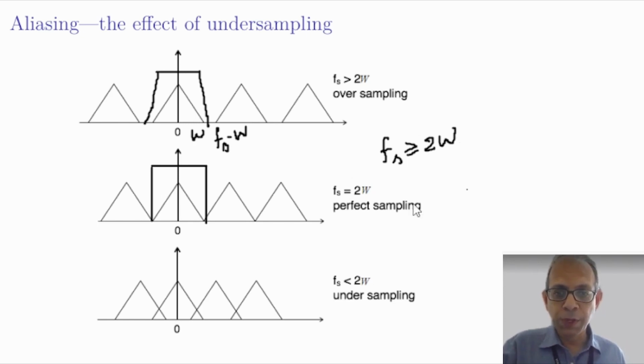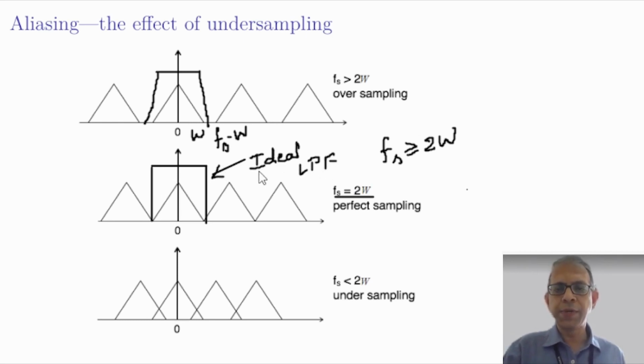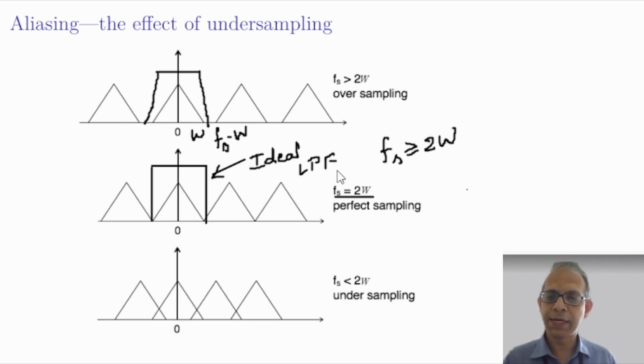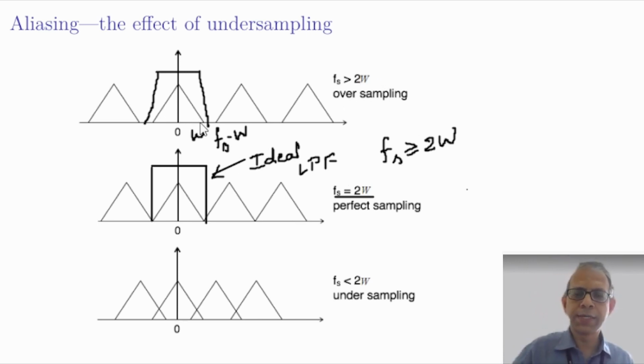Of course, for fs equal to 2w, even if it is possible to reconstruct the signal in this case, that will require use of an ideal low-pass filter, which is unrealizable because it's a non-causal system. Moreover, it is also unstable. So an ideal low-pass filter can never be realized, and therefore, when fs is exactly equal to 2w, practically we will not be able to reconstruct the signal. But when fs is greater than 2w, that is the case of oversampling, it is possible to reconstruct the signal.